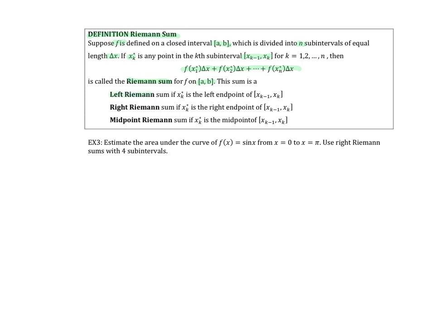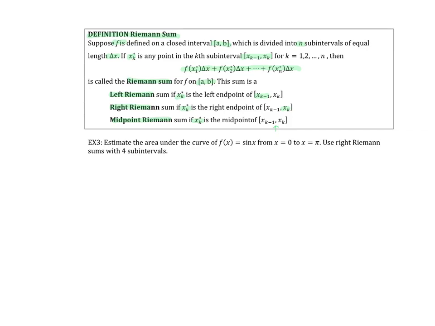So our left Riemann sum would be if this x star is the left endpoint in the interval. A right Riemann sum is if our x star is the right. And the midpoint Riemann sum is if this x star is the midpoint, so it's somewhere inside this interval. Again, this is just notation. I wouldn't get too hung up on it.